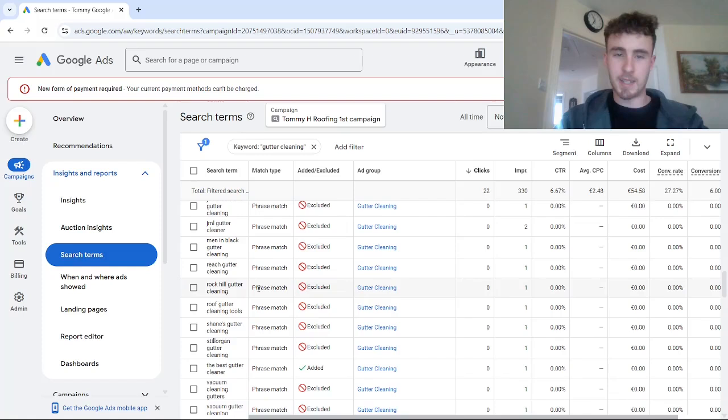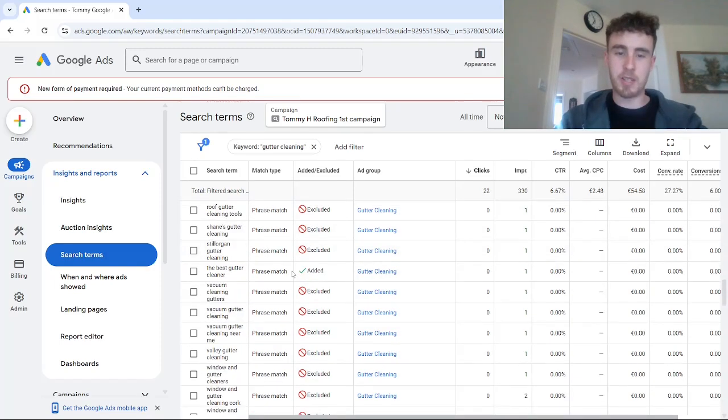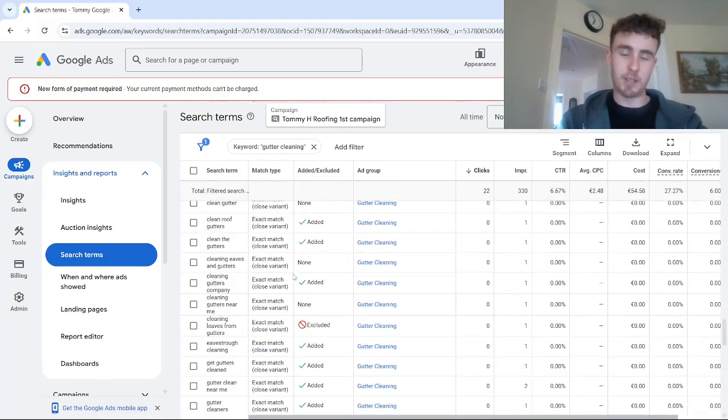So it is looser than exact match, as with exact match generally the intent is there, and any searches that you appear for usually do have the exact same meaning as the keyword. But with phrase match, you'll notice that you do get a lot of searches that do not mean the same thing as the keyword, but you also have a lot of searches that do mean the same thing as your keyword. So you'll notice that you get a good mix of relevant and irrelevant search terms appear under phrase match keywords.